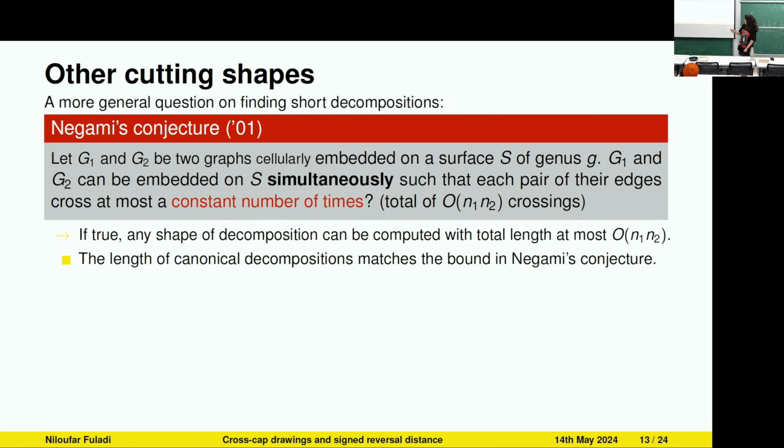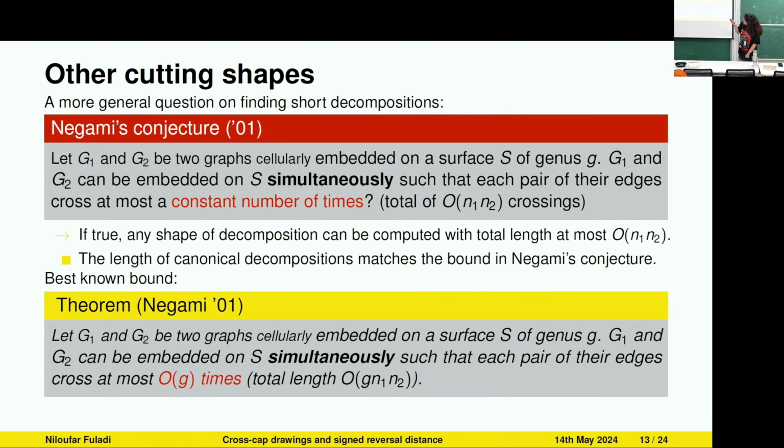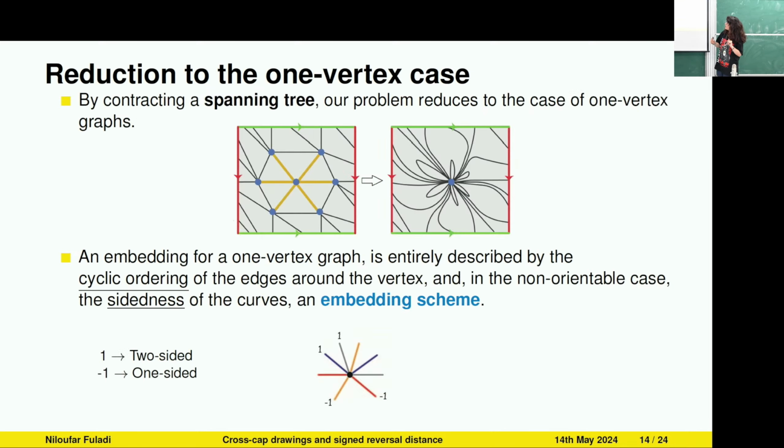Okay. And regarding this conjecture, the best thing that we know is by Negami himself, that says order of g crossings between each pair of edges would be enough. But this is a little bit too much for us. Okay? So let's move toward the proof somehow.